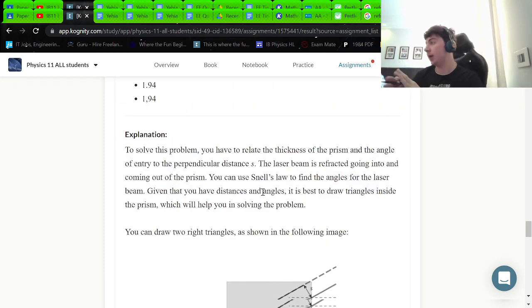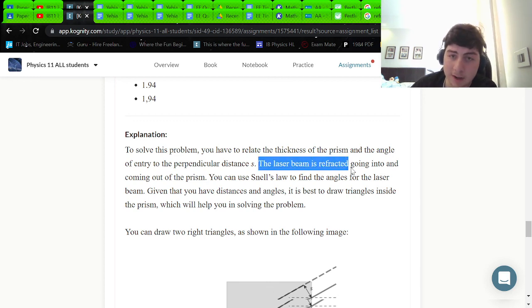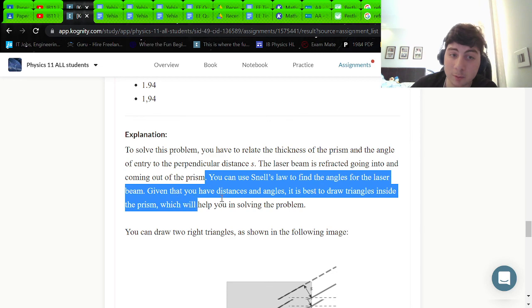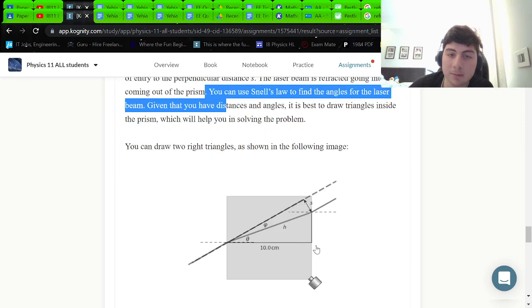Let's read this together very slowly, guys. To solve this problem, you have to relate the thickness of the prism and the angle of the entry to the perpendicular distance. Okay, yeah. With S is lambda d over d. Laser beam is refracted going into it, coming out of the prism. You can use Snell's law to find the angles for the laser beam. I did. Given that you have distances and angles, it is best to draw triangles inside the prism. This will help you solve the problem. You can draw two angles as shown below. My god, dude. Is that what he meant by the 10 centimeters? Yeah, that's it.